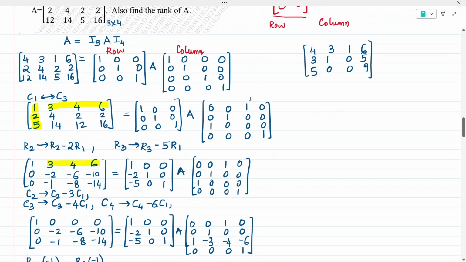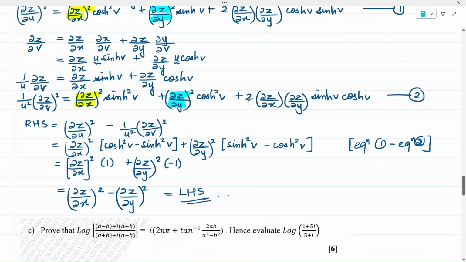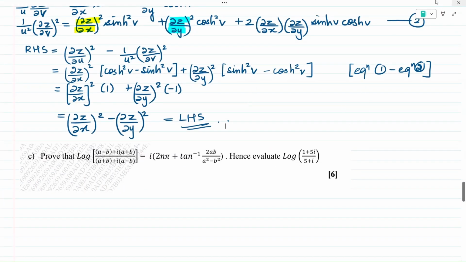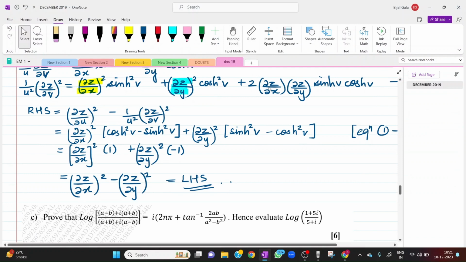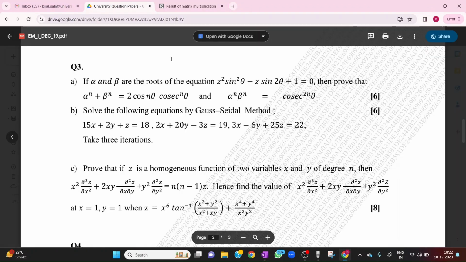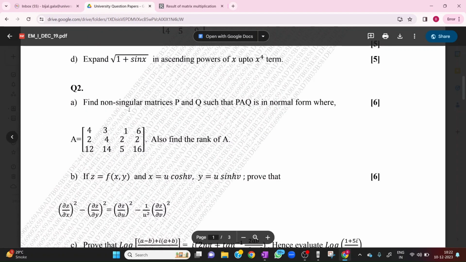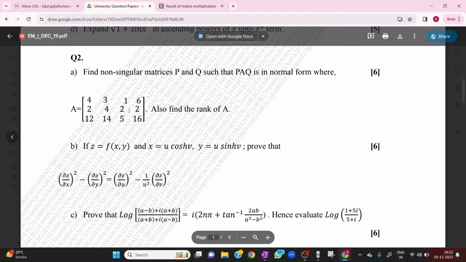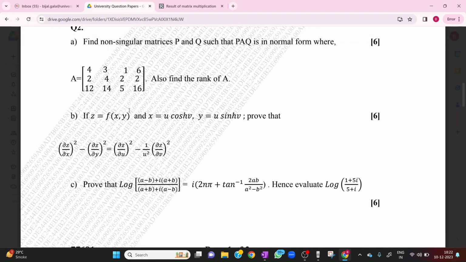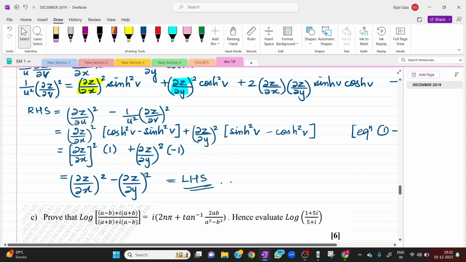Okay, I think there is some mistake because all three questions cannot be 6 marks each. Let me just check. Okay, there's some printing error in the question paper because all three questions cannot be 6 marks each. I believe the last one should be 8 marks.